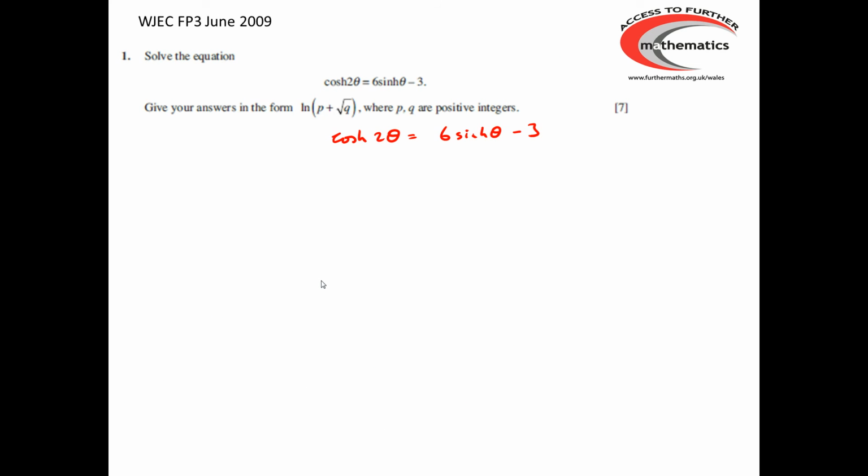This example comes from the 2009 paper, and we have to solve the equation cosh 2 theta equals 6 sinh theta minus 3. Now the formula booklet gives us two really useful pieces of information. The first one is that cosh 2A is the same thing as cosh squared A plus sinh squared A. So cosh 2 theta is cosh squared theta plus sinh squared theta, and that must equal 6 sinh theta minus 3.